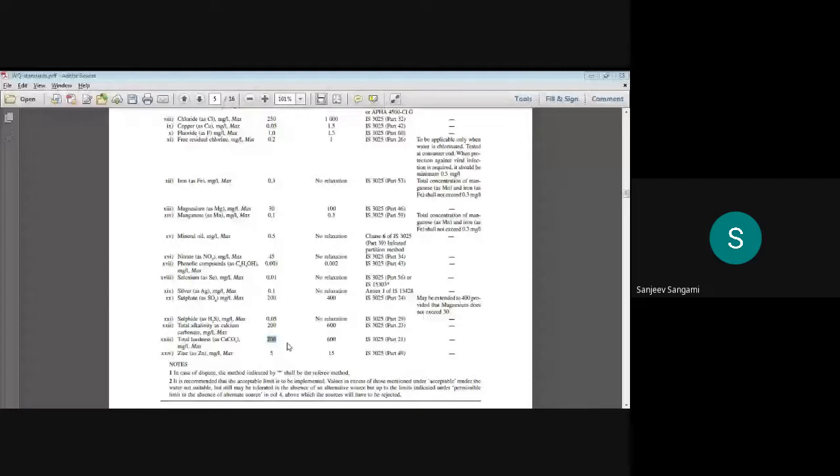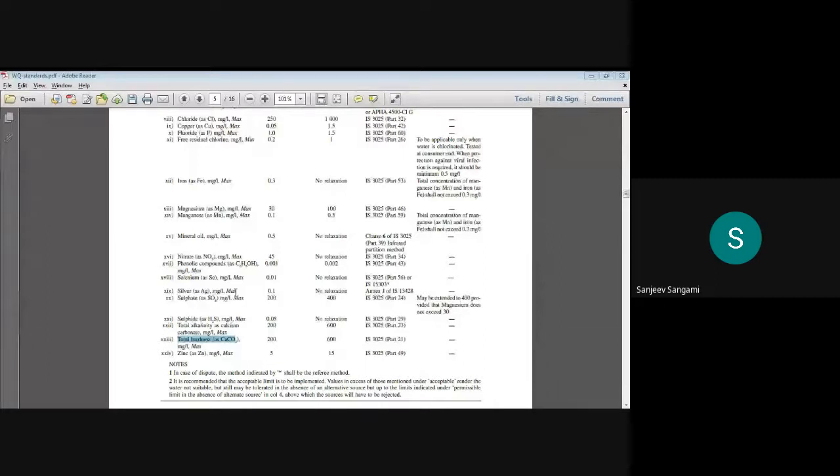So then for hard water, which ions are responsible? Okay, for hardness, calcium and magnesium are responsible. Carbonates and bicarbonates of calcium and magnesium are responsible for this total hardness. So whenever you are measuring the total hardness, you have to measure the calcium and the magnesium also.